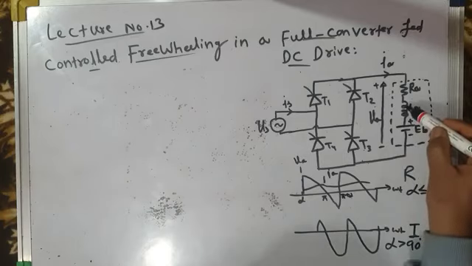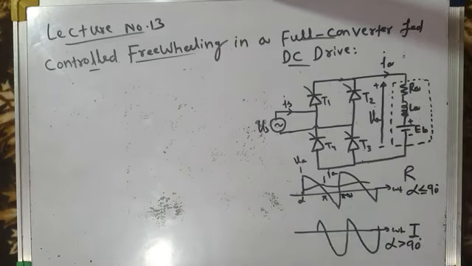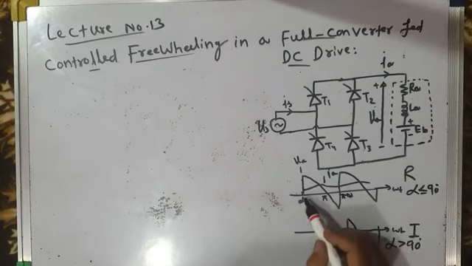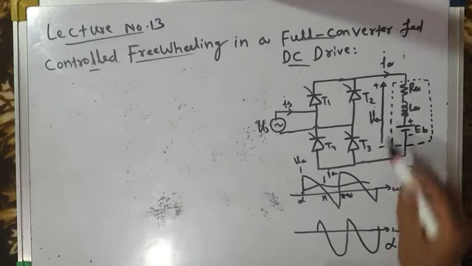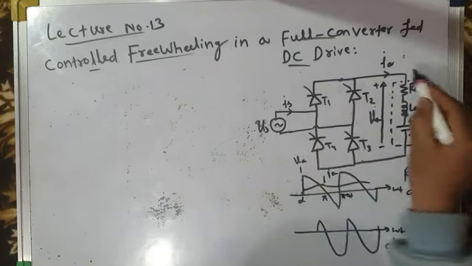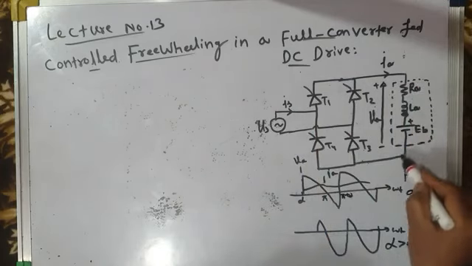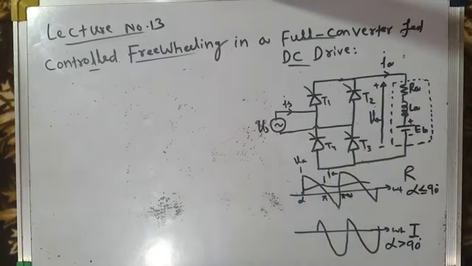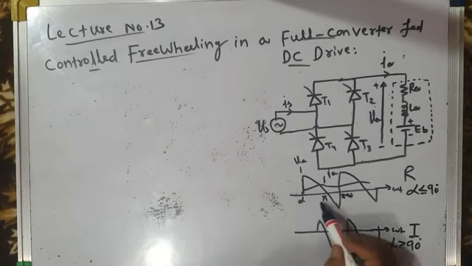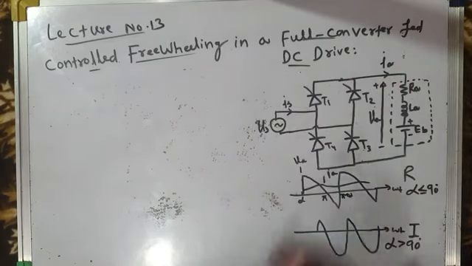Negative power means that this inductor, which had stored energy from alpha to pi, is now releasing that energy. And where is that energy going? That energy is fed back to the source like this, via T3 and T1. So, from alpha to pi, power is delivered from source to load.